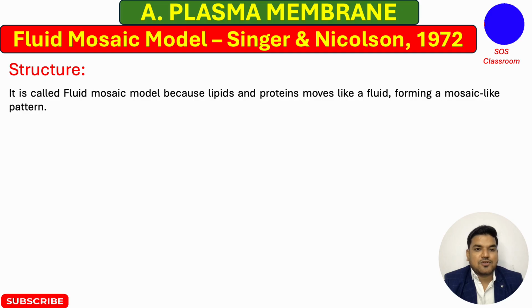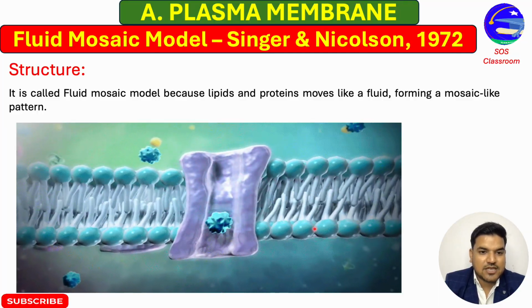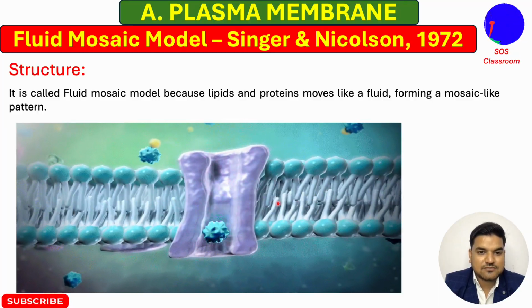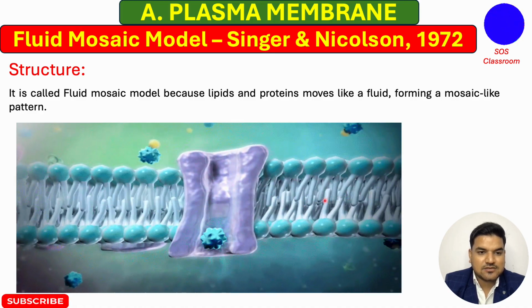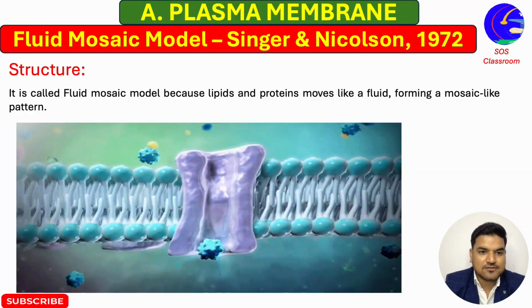So why is it called the fluid mosaic model? Because lipids and proteins move like a fluid and form a mosaic-like pattern. You can see the mosaic-like pattern. So this is the tunnel protein, and you can see this is the lateral movement. This is called the fluid mosaic pattern. That's why it is called the fluid mosaic model.